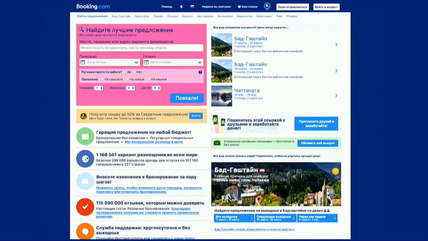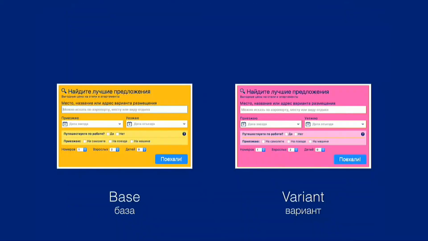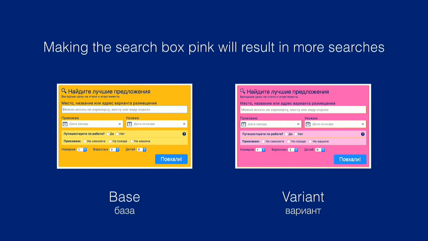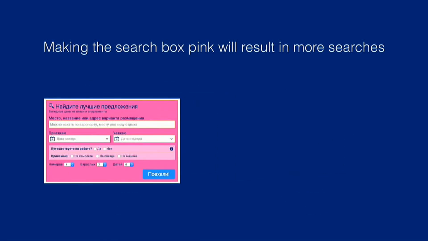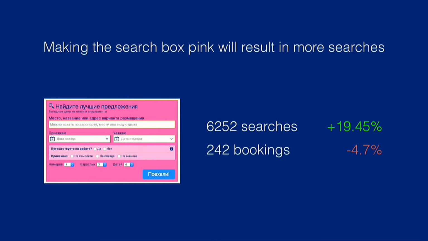But something in this experiment went wrong. So let's look at it again. We have a base and a variant. But what did we actually want to change? We said that making the search box pink will result in more searches. So we make the search box pink, and yes, there were more searches. But is that good? Is that bad? Say, for example, that the searches increased, but maybe the bookings decreased by 4.7%.